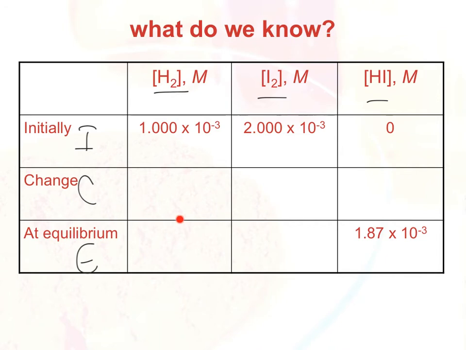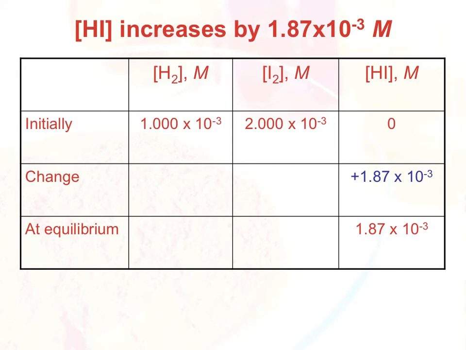Okay, so now that we've set up our ICE table, we now need to look at the change that's going to occur in each of these steps. So we know that when we go from a concentration of 0 of HI to a concentration of 1.87 times 10 to the negative third at equilibrium, we have gained 1.87 times 10 to the negative third. You can look at it, I guess, as moles of the HI product. So in that case, the change that's associated with HI is this value.